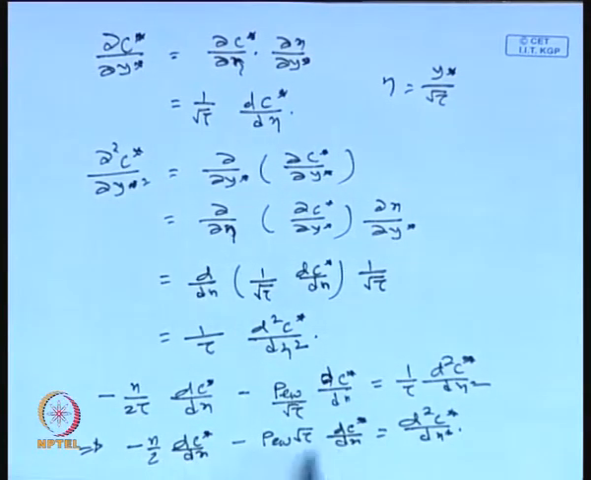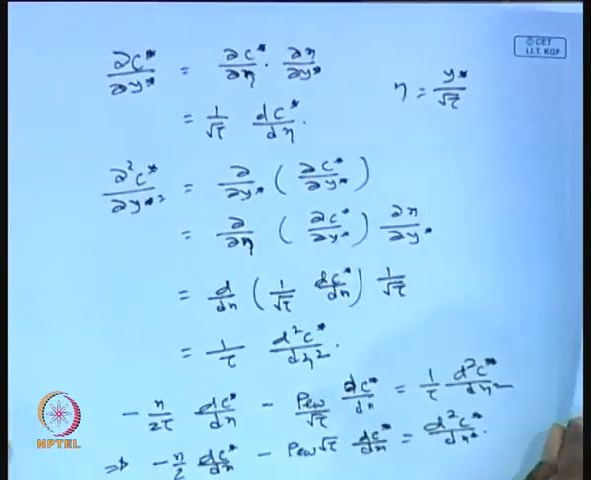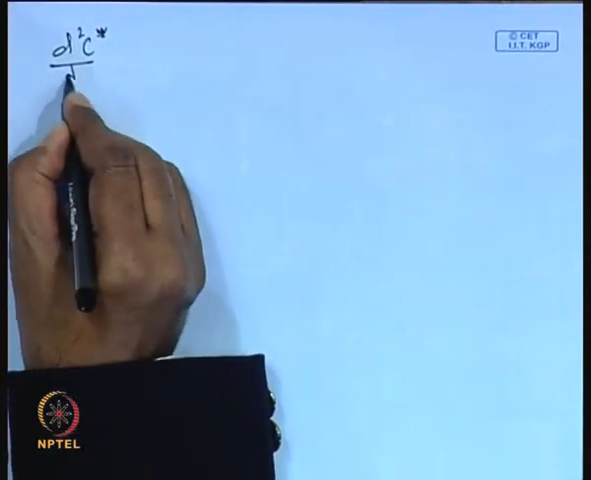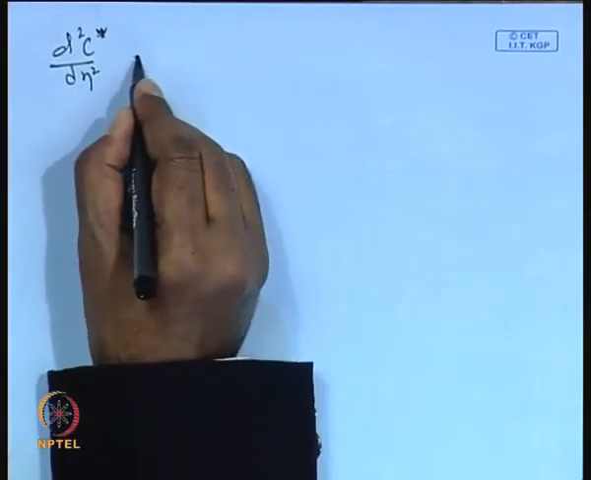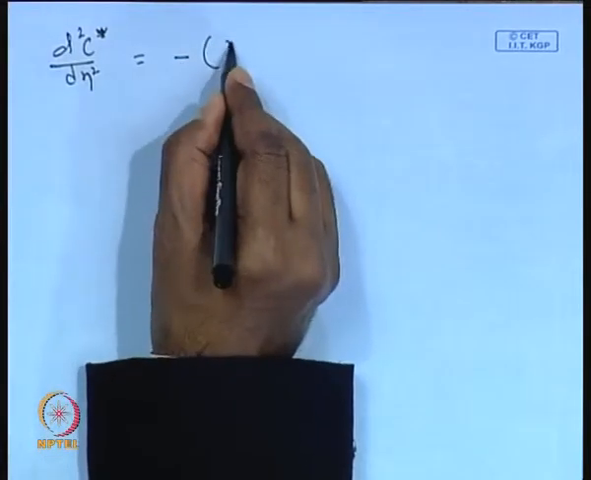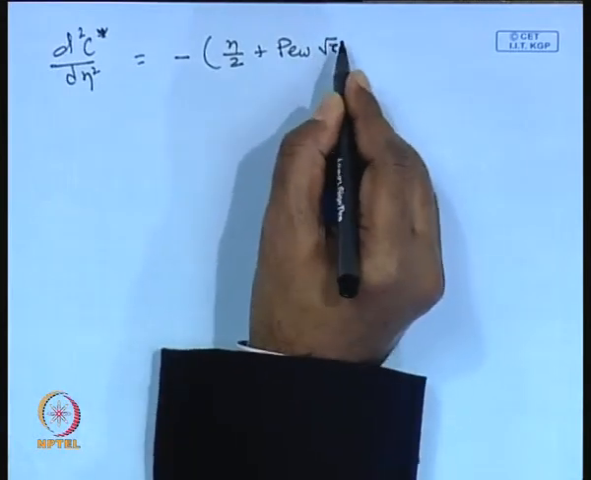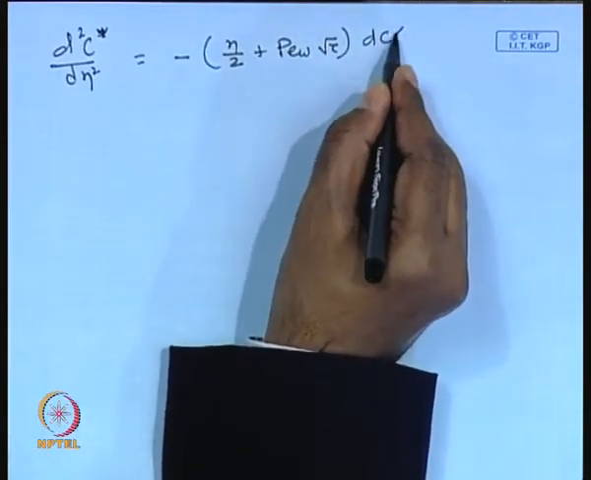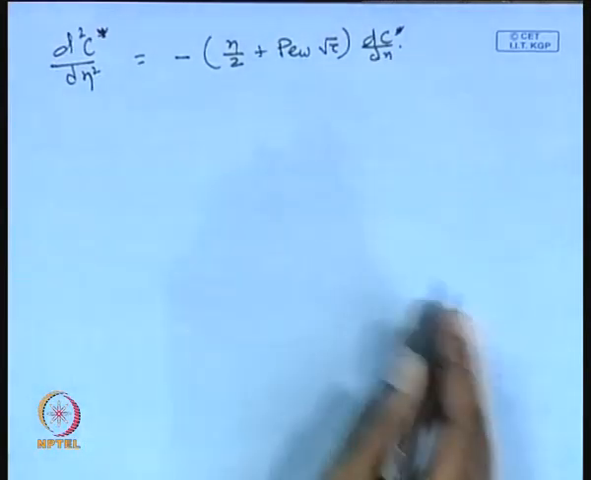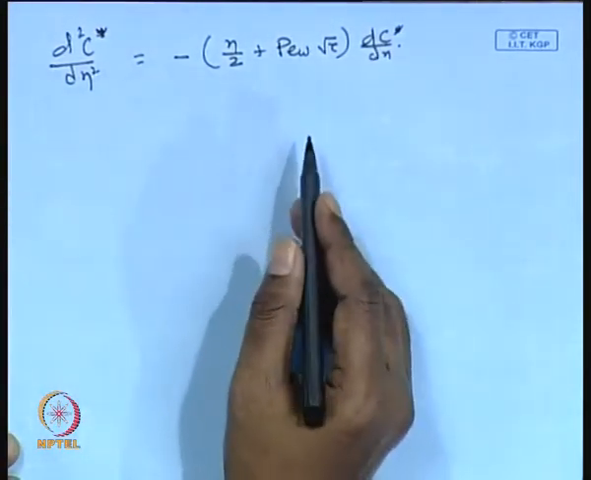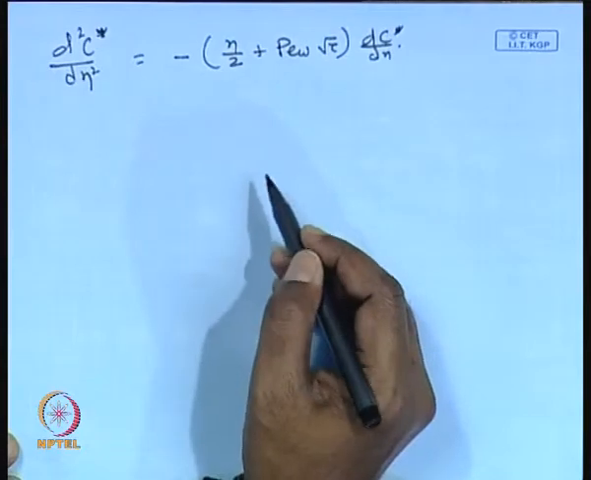Now, we can combine these two terms, and this second order ordinary differential equation can be written in a neat form, and that becomes d²c*/dη² is equal to minus η by 2 plus Pw root over τ, times dc*/dη. Okay. So, the governing equation becomes a second order ordinary differential equation.